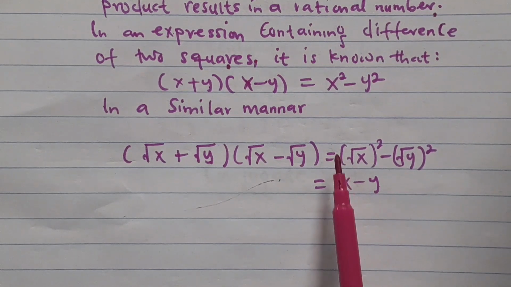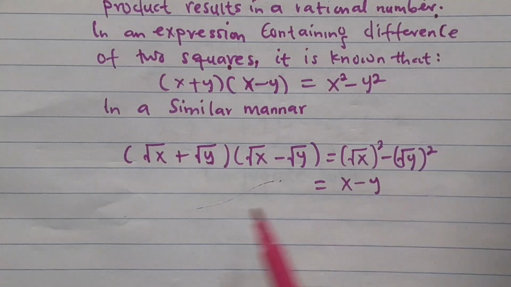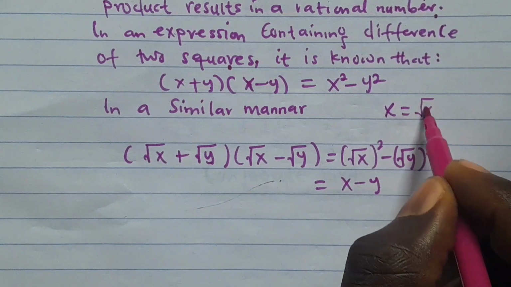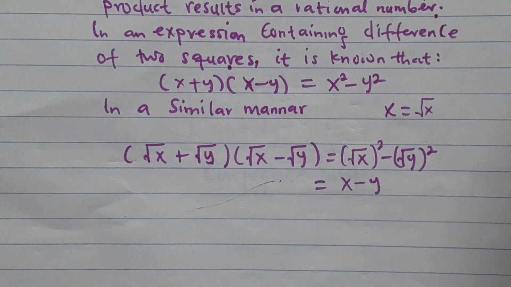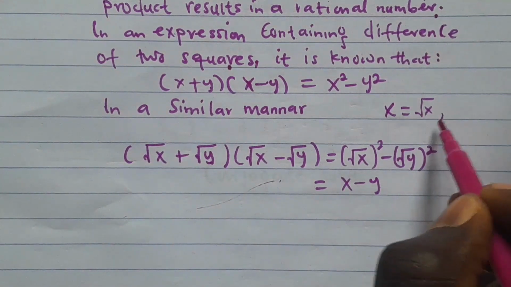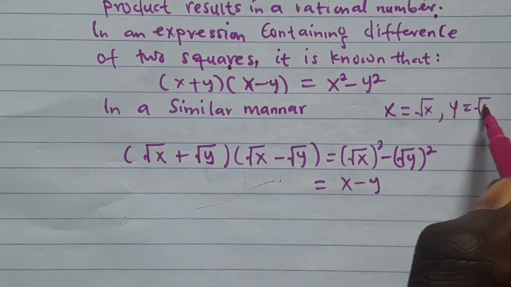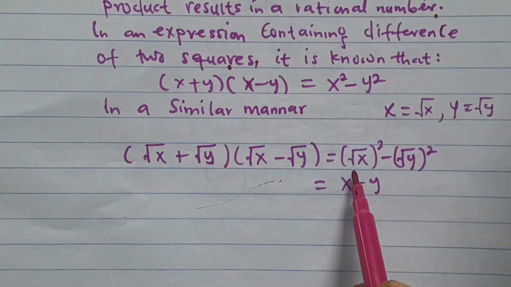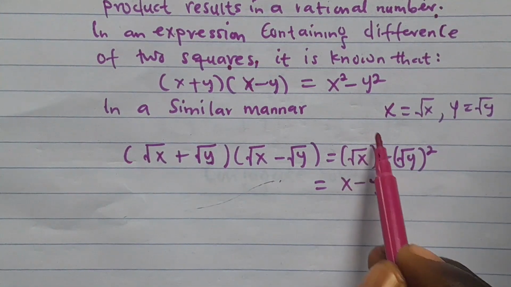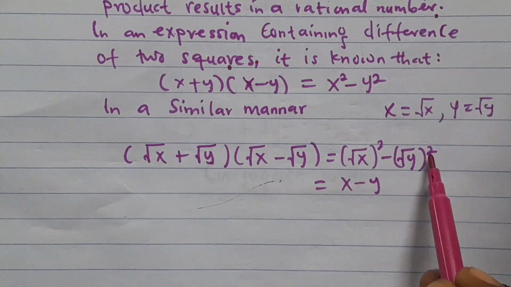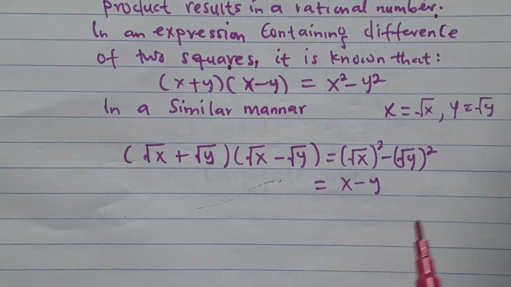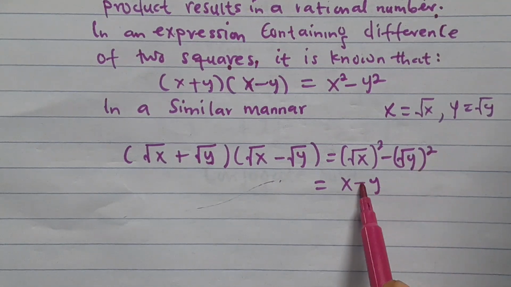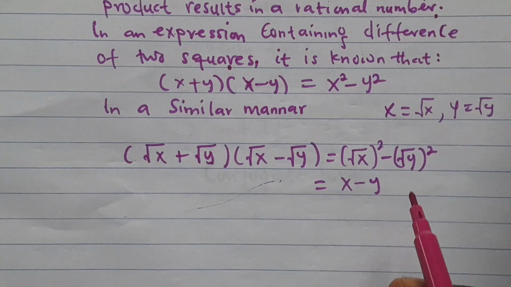In the same similar manner, when you have square root of x plus square root of y, this simply means that we have x to be equal to square root of x, and y to be equal to square root of y. By substituting these in the above, we are going to have square root of x plus square root of y multiplied by square root of x minus square root of y, which is equivalent to square root of x raised to power 2 minus square root of y raised to power 2. And square root and square are inverses and they will cancel out. So we have x minus y.